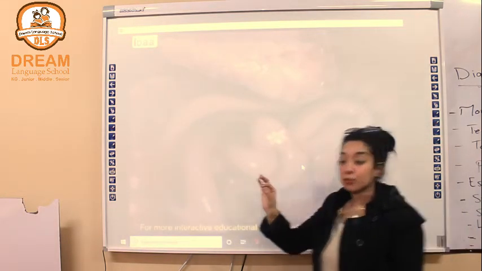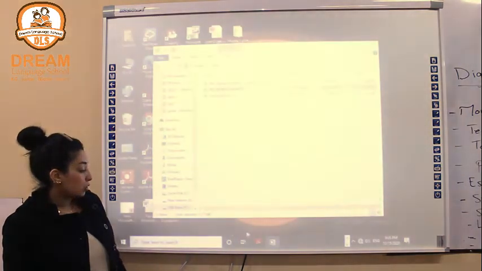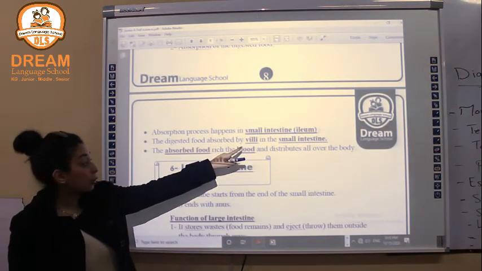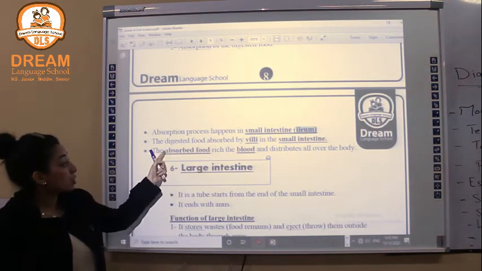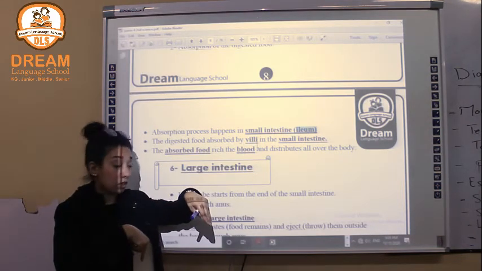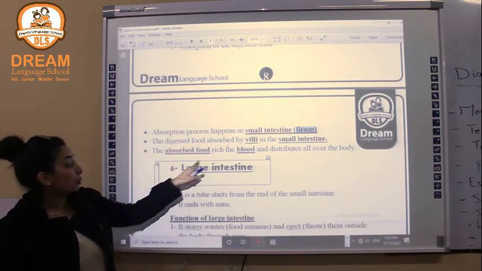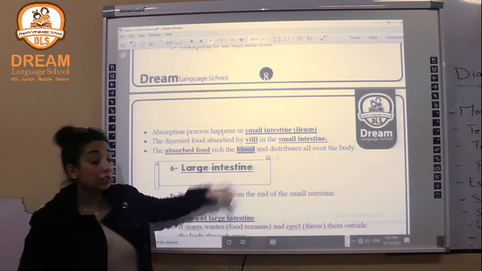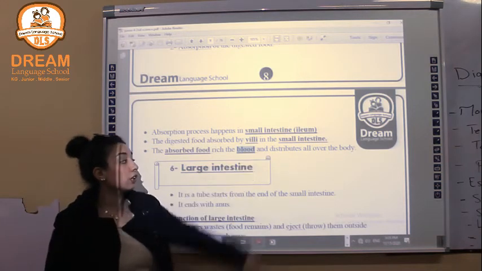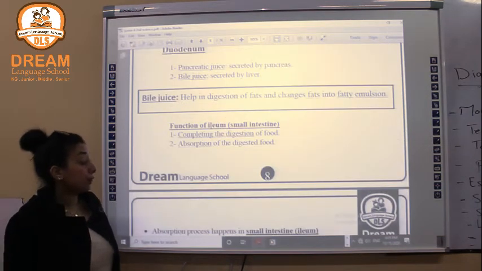So what is the function of the villi? It is to take the digested food and give it to the blood. So the absorption process happens in the ileum. The digested food is absorbed by villi. The villi are like doors inside the ileum that take the digested food. So the absorbed food reaches the blood. It will go to the blood to go to all your body, to deliver to all of the body. Okay. So it's very important.